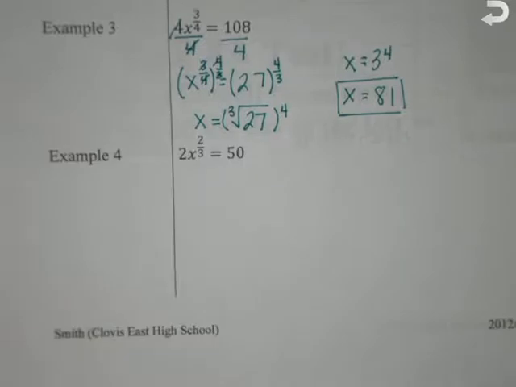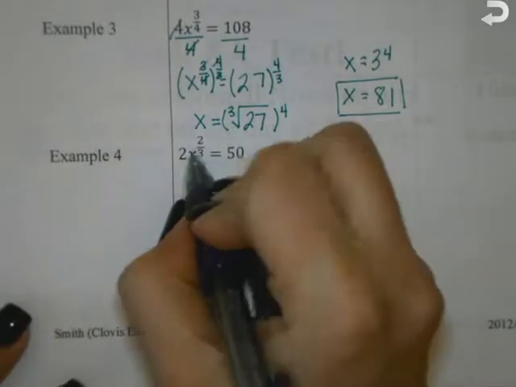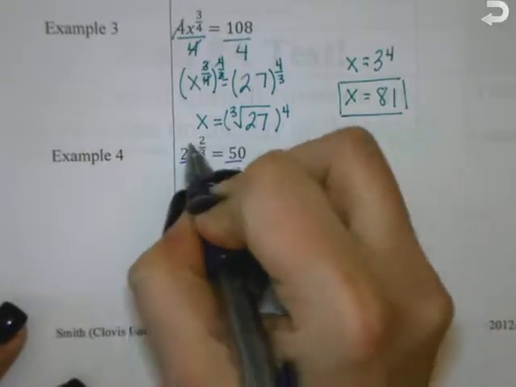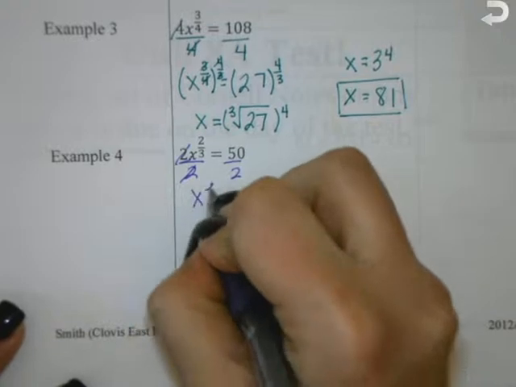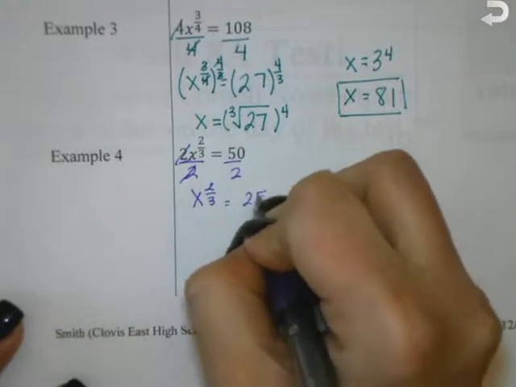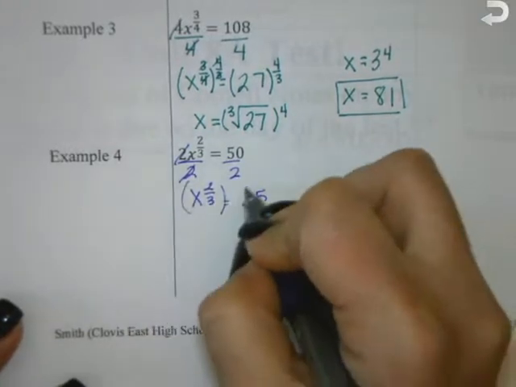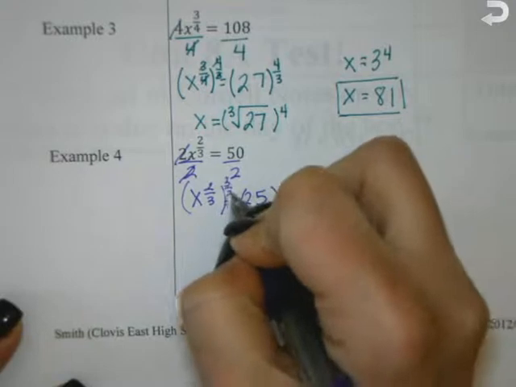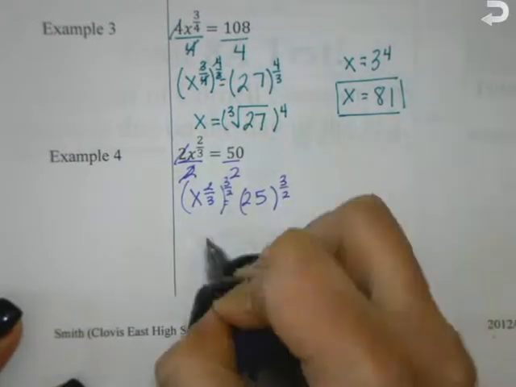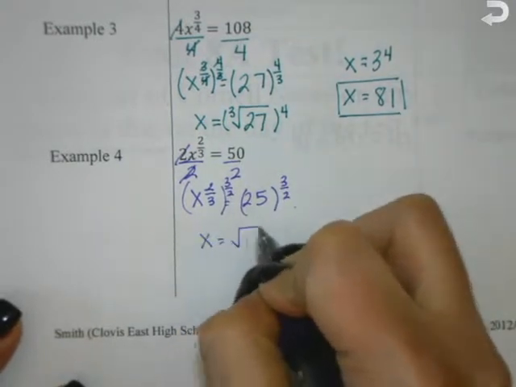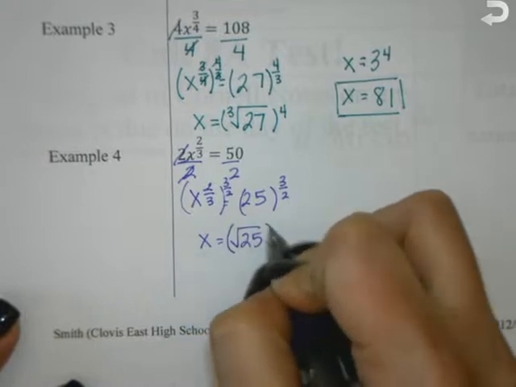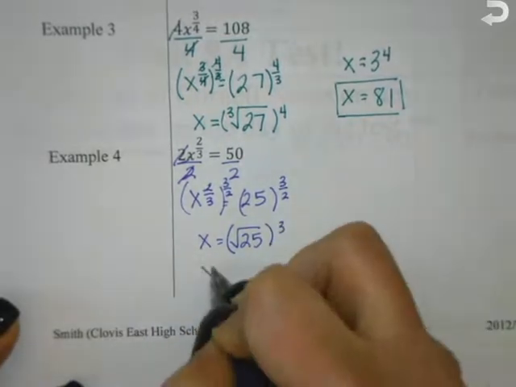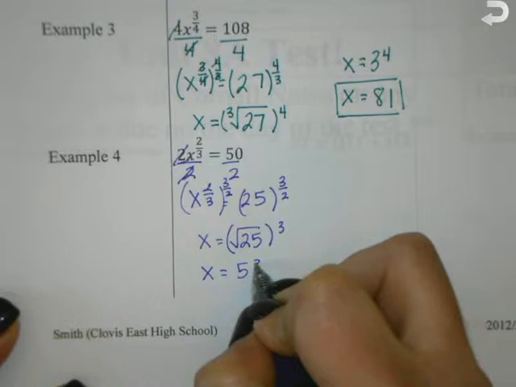So example 4, 2x to the 2/3 power equals 50. What did you guys do first? Good. So you divide by 2. That gives you x to the 2/3 equals 25, and then you raise both sides to what? Good, 3/2. So that's going to be x equals the square root of 25 to the 3rd power. So that's x equals 5 to the 3rd, so x equals 125.